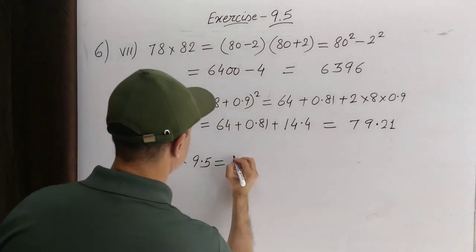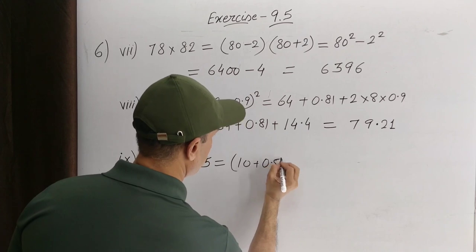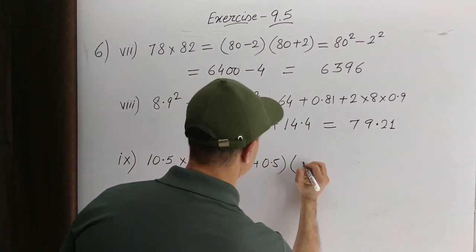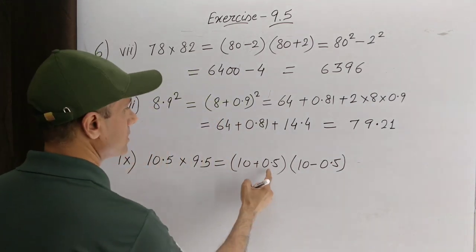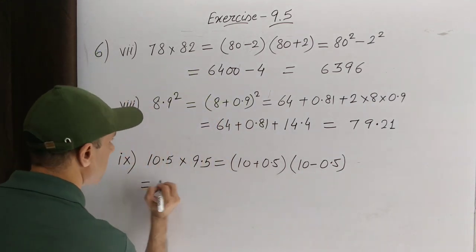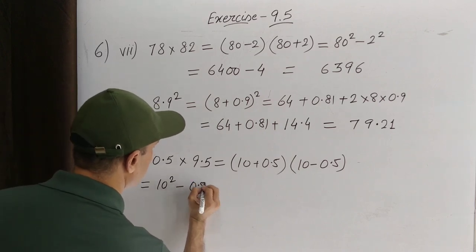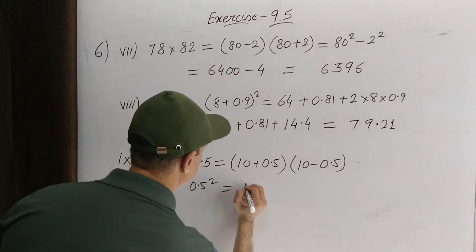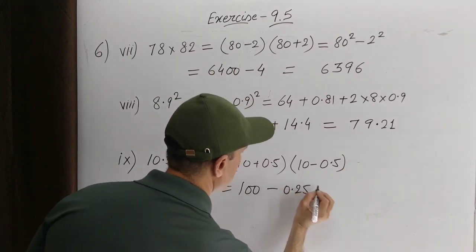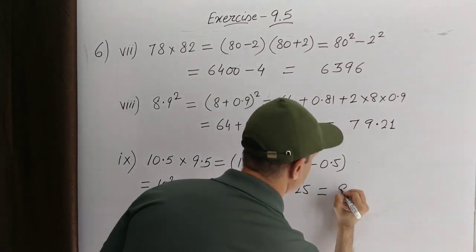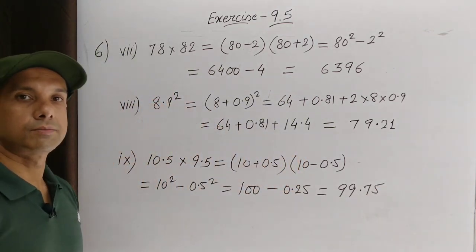We can write this as 10 plus 0.5 into 10 minus 0.5. A plus B into A minus B. So we have here 10 square minus 0.5 square. This is equal to 100 minus 0.25. And this is equal to 99.75.